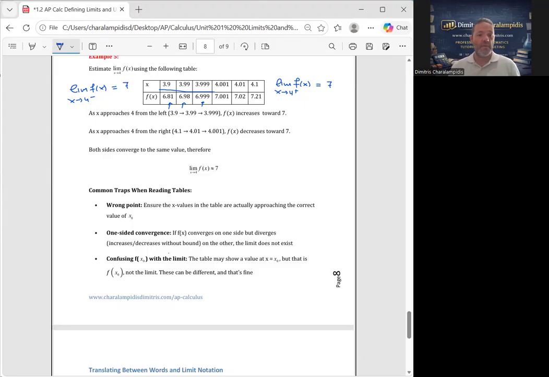And trap number 3, confusing f of a, the function value at a point, with the actual limit. Remember, a table might even give you the function value at x equals a, but that does not mean that this value is automatically the limit. You should always ask, what are the nearby function values approaching?